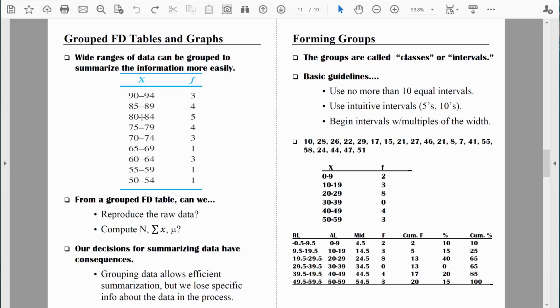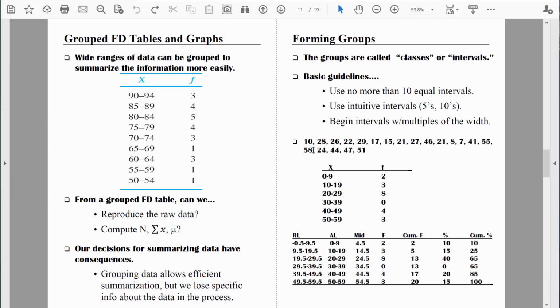All right, let's talk specifically about how to create one of these grouped frequency distribution tables. Specifically, how do we create those groups? As I mentioned to you before, those groups are known as classes or intervals. I typically call them intervals. We're going to deal with this data right here. There aren't a lot of data points in that data set, but there is a wide range of data points. As I look through it, the smallest value that I think I see is a 7. The highest value that I think I see is a 58. That's a pretty wide range of values.